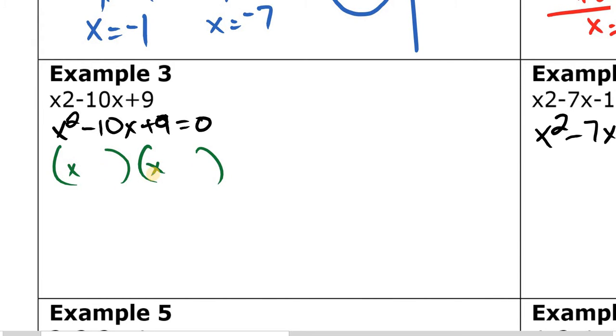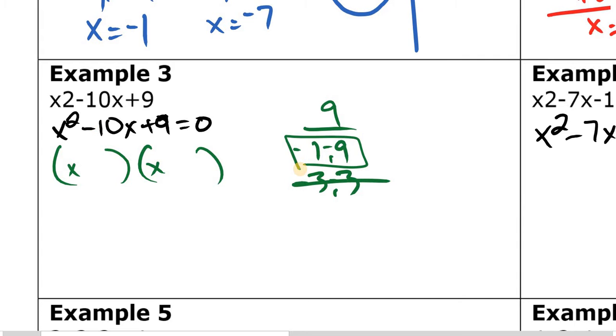Parentheses, x, x. What are the factors of 9? 1 and 9, 3 and 3. Which ones would add to give us a negative? So notice it's a positive 9, but the middle is negative. So they can't both be positive, because when I add, that would give me a positive in the middle. So they both have to be negative in this case, so that when I add a negative and a negative, it stays negative. So which one of these two pairs, 3 and 3 or 1 and 9, give us 10? Hopefully you thought that the negative 1 and the negative 9 would.